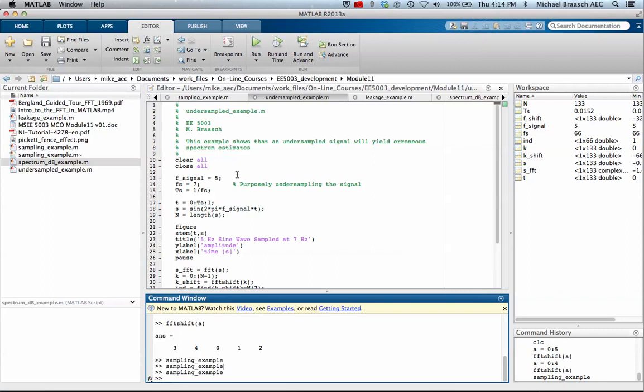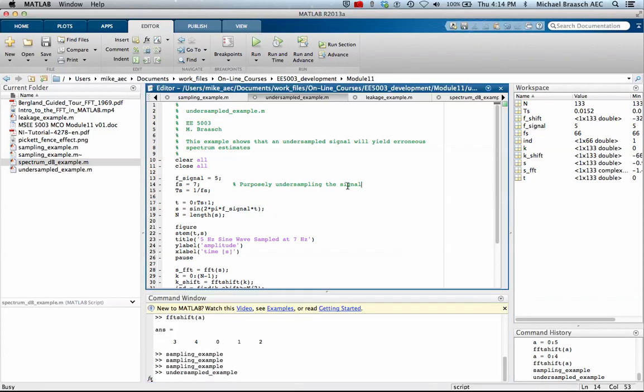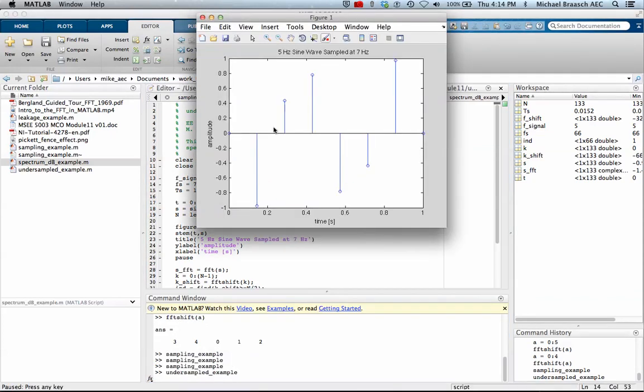So we still have this 5 hertz sinusoid, but now we're going to sample it at 7 hertz, which obviously, 7 is less than 10, and so we are undersampling the signal. And let's see what that does. So we get these samples, which is such a low number of samples, it's hard to even tell that this thing is a sinusoid.